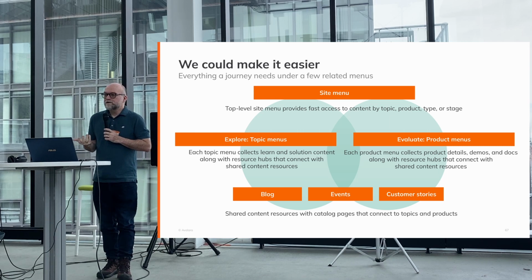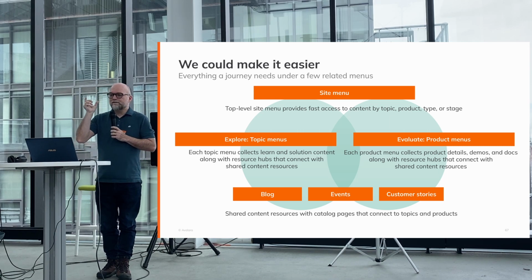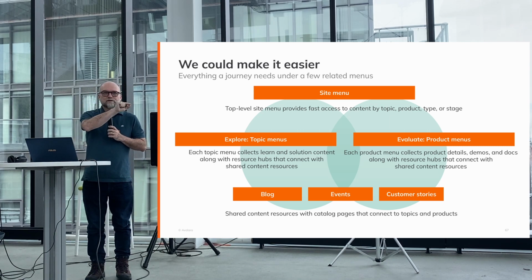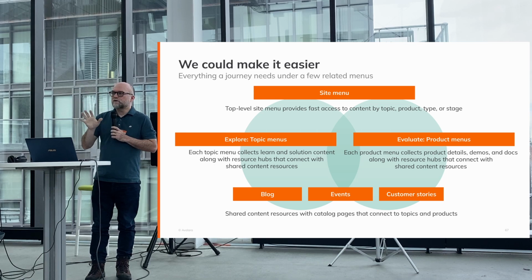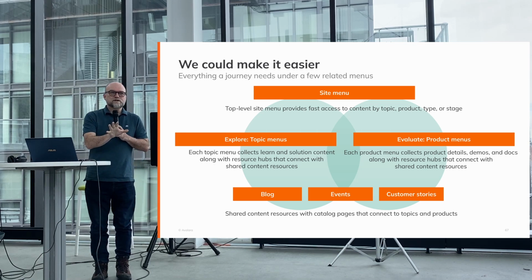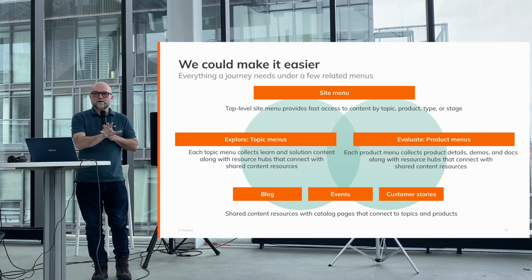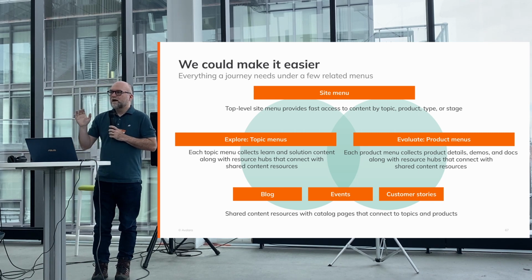So how could we make it easier? First off, have a site menu that does actually span all this stuff and gives you fast access. But underneath that site menu, here's where the big change comes. Having exploration-focused menus for each major topic or group of topics, and evaluation-focused menus for each product that you sell, or a set of closely related products.